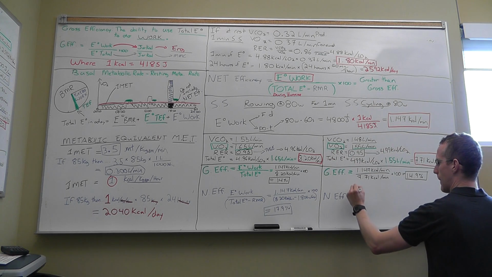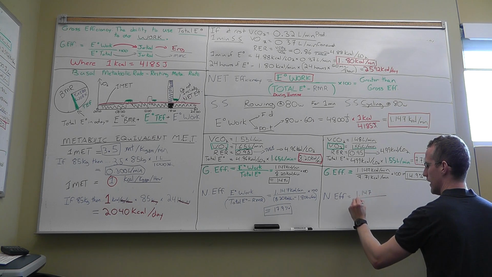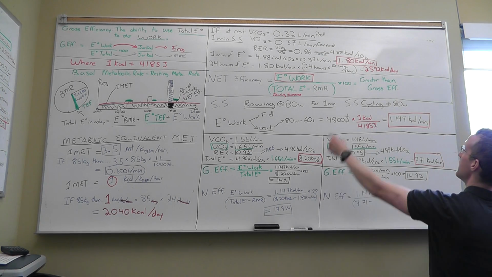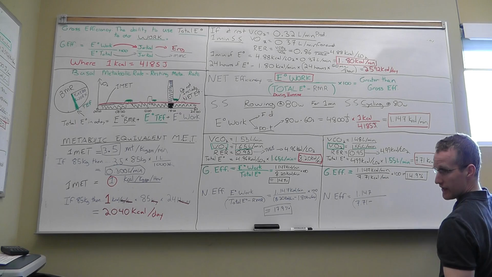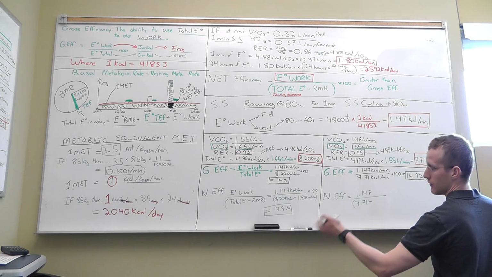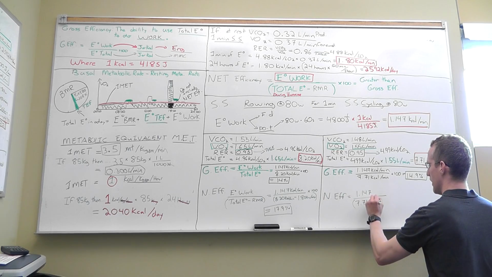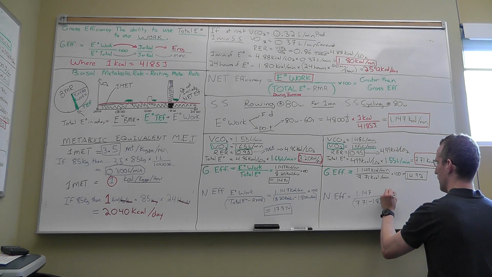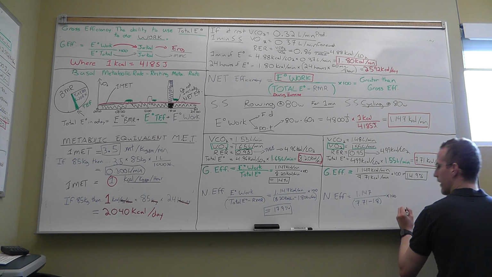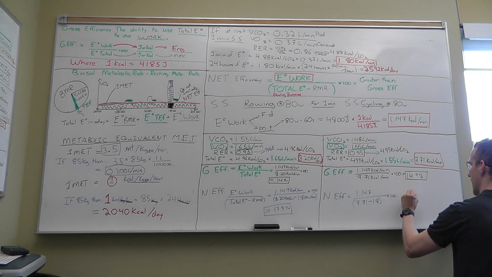Quickly for the bike, 1.147 divided by 7.71 minus the same resting rate, because at rest, it doesn't matter if we're going to go on and cycle or if we're going to go on and row. At rest, it stays the same. So 1.8, times 100. Here, we're left with a net efficiency of 19.4%.